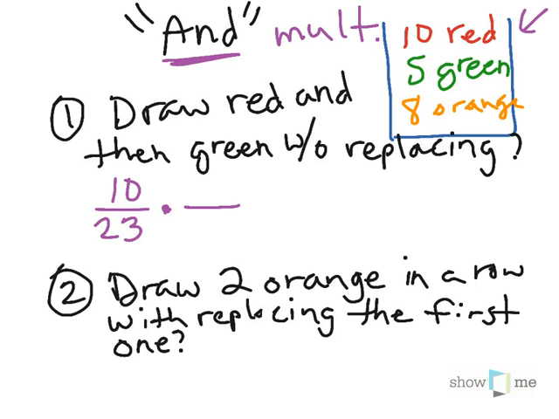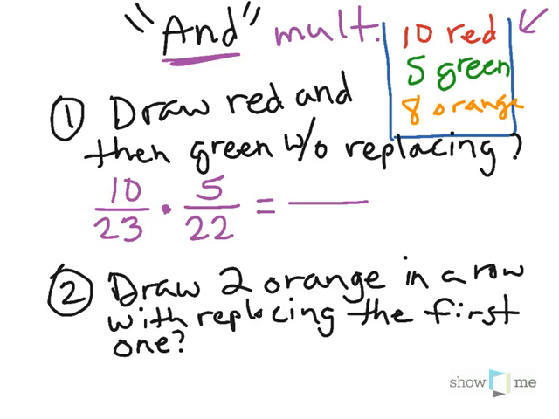Now how many green ones are still in the bucket after I took the one red one out? Well, there's still 5 there. But how many total do I have? Now my total went from 23 down to 22 because I didn't replace that red one. So I have a 5 in 22 chance of getting a green one. Now if I multiply those straight across, I'm going to get some pretty big numbers, and I don't want to take a lot of time here to figure out decimals. That's something you can handle on the calculator.